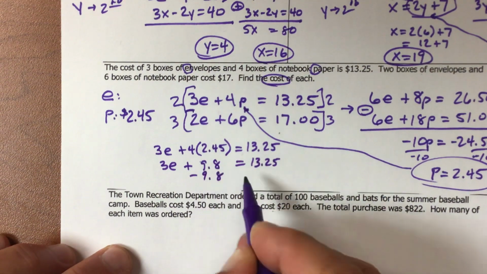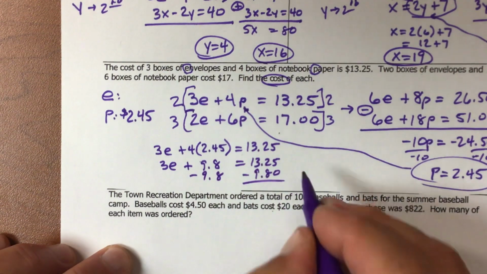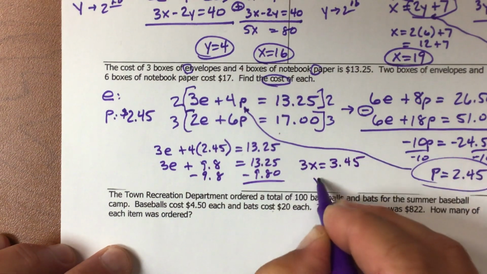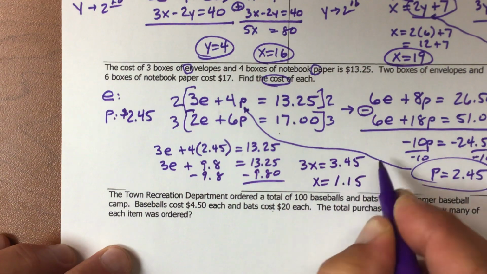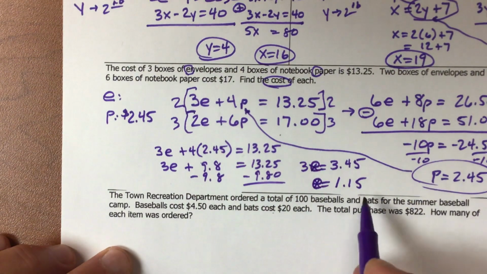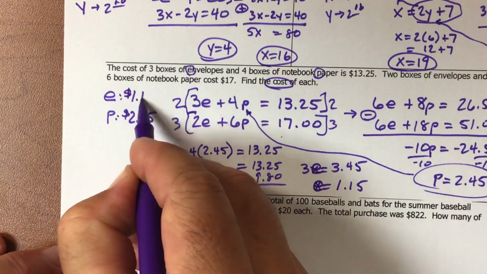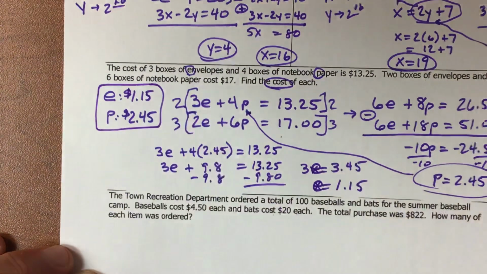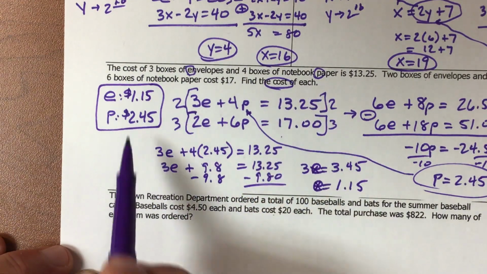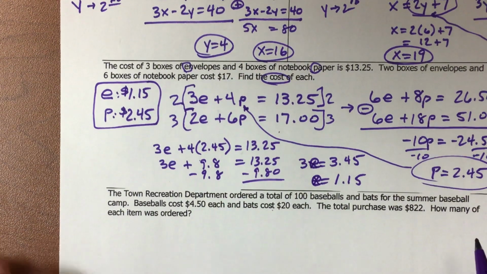We're going to subtract 9.80 from both sides, and we're going to get $3.45. So 3E is equal to $3.45, which means E is 1.15. So E is $1.15, I'm just used to x and y's. So there we go. The box of envelopes was $1.15. The notebook paper was $2.45. There we go. Perfect.